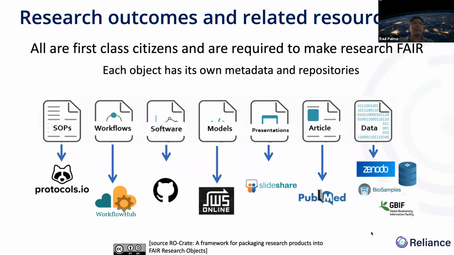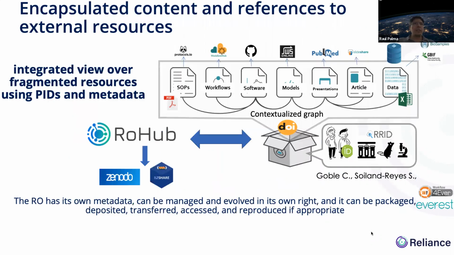Why is this necessary? It's very simple: in any kind of research, the resources are normally spread across many different locations. For example, you have workflows in different repositories, software on GitHub or other repositories, presentations, articles, and data in Zenodo, etc. There are many different resources associated with a particular investigation, and they are already in many different places. So what the research object does is provide an integrated view over all of these fragmented resources.